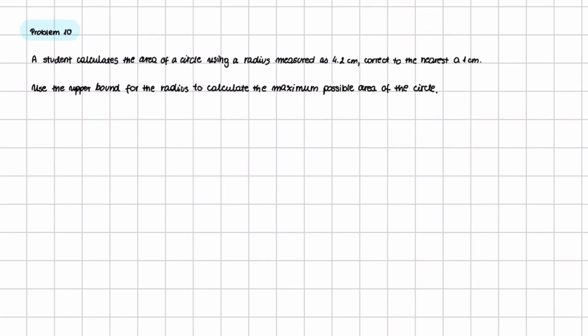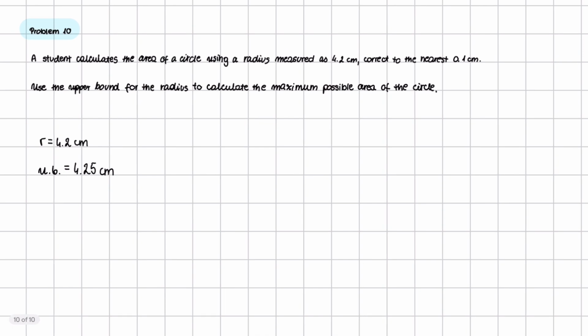Problem 10. A student calculates the area of a circle using a radius measured as 4.2 centimeters, correct to the nearest 0.1 centimeters. Use the upper bound for the radius to calculate the maximum possible area of the circle. So we know that our radius is 4.2 centimeters. We have to find the upper bound of the radius, and it will be just 4.25, not included, as in previous problems.